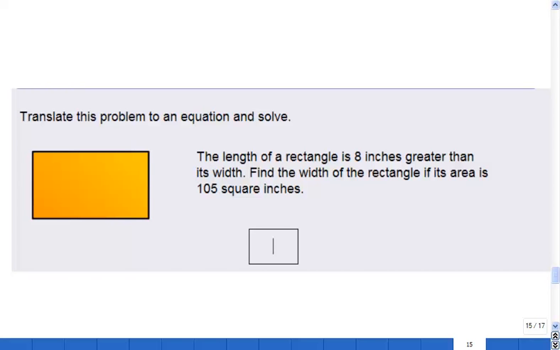Here we are, orange rectangle, right? Proficiency exam. Translate this problem to an equation and solve. The length of a rectangle is 8 inches greater than its width. Find the width of the rectangle if its area is 105 square inches.